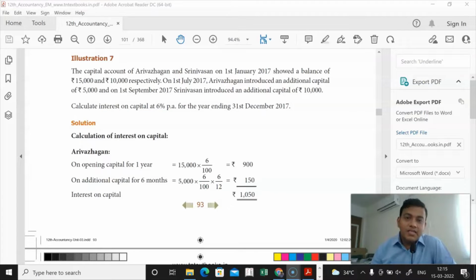Okay, let's get into the next illustration. That is the capital account of Arivaragan and Srinivasan on 1st January 2017 showed a balance of 15,000 and 10,000 respectively. On 1st July, Arivaragan introduced an additional capital of 5,000, and on 1st September 2017, Srinivasan introduced additional capital of 10,000. You have to calculate interest on capital.